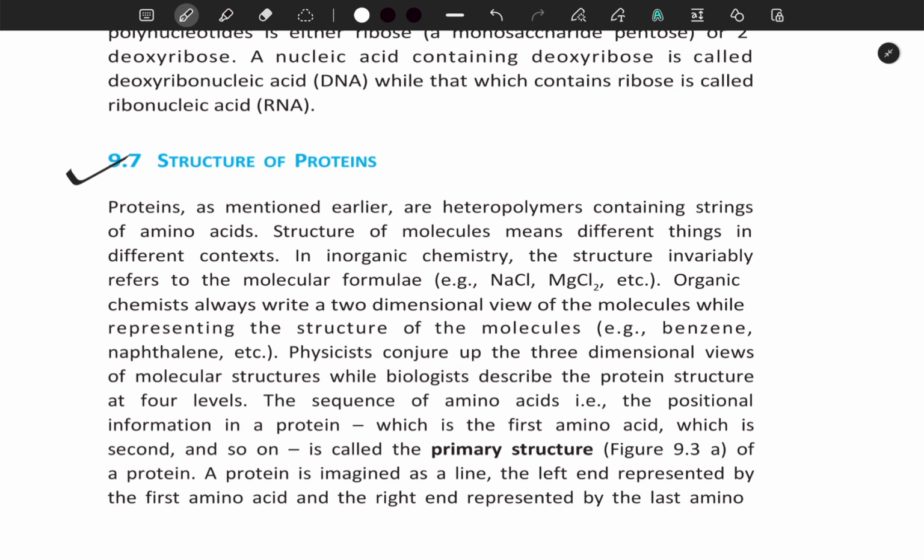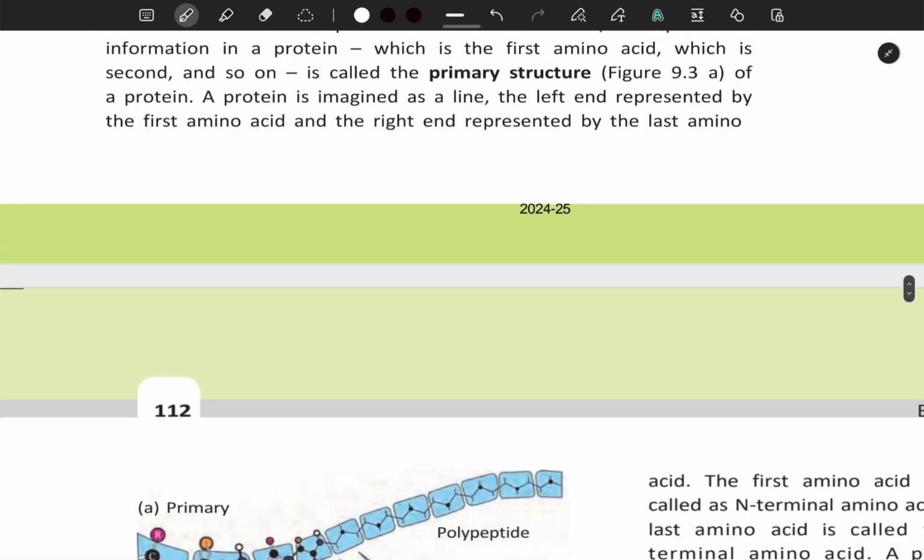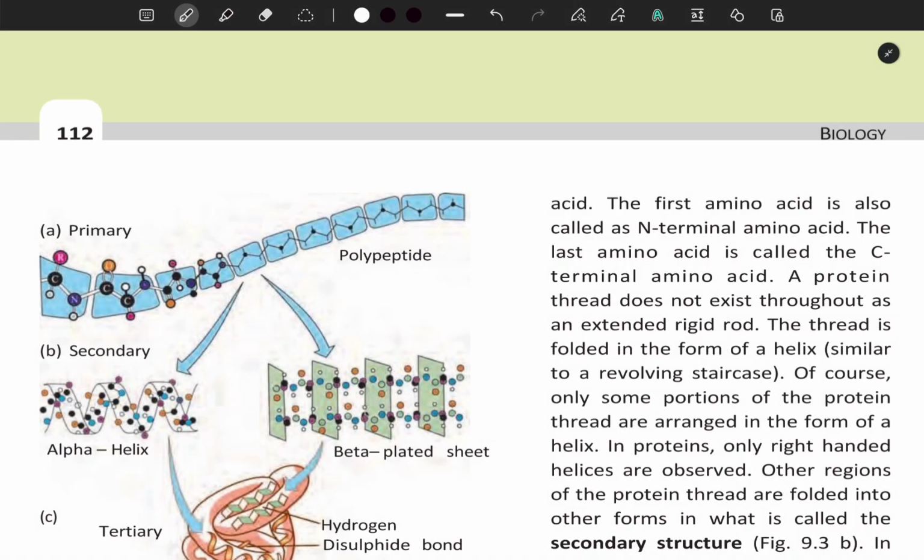The sequence of amino acids, that is the positional information in a protein, which is the first amino acid, which is second, and so on, is called the primary structure of a protein. A protein is imagined as a line. The left end is represented by the first amino acid and the right end by the last amino acid. The first amino acid is also called the N-terminal amino acid. The last amino acid is called the C-terminal amino acid.